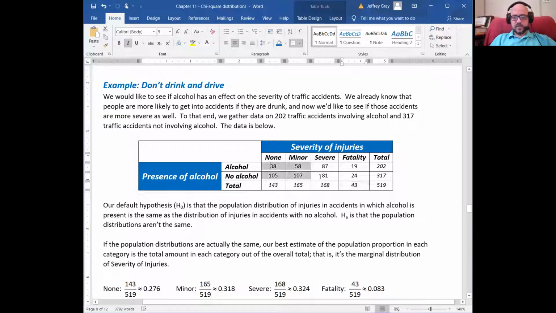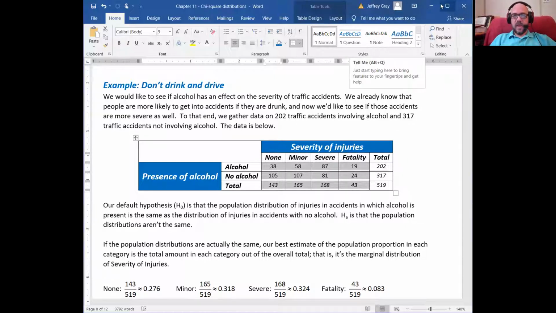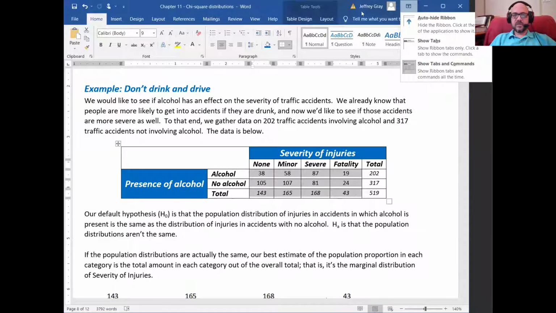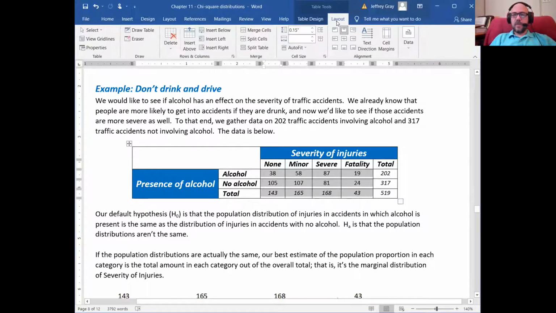Why are these oddly placed? Sorry. That I'm thinking of as, what am I trying to say here? Gosh darn it, my mouse is not working like I wanted. That I'm thinking of as two different populations of, in this case, car accidents, right? Those that involve alcohol and those that don't.